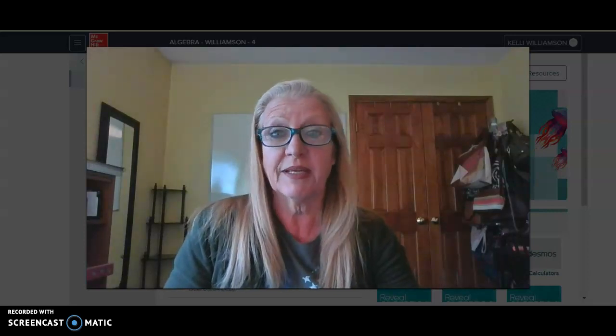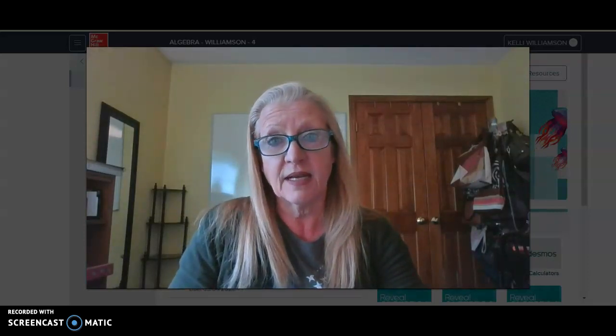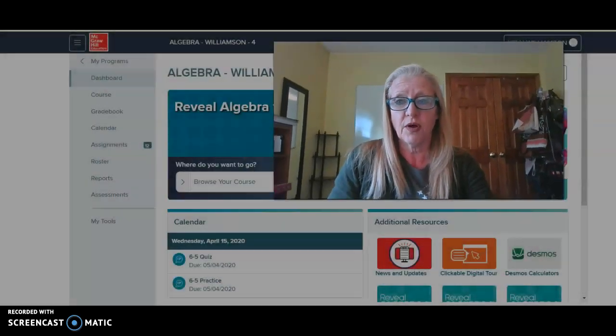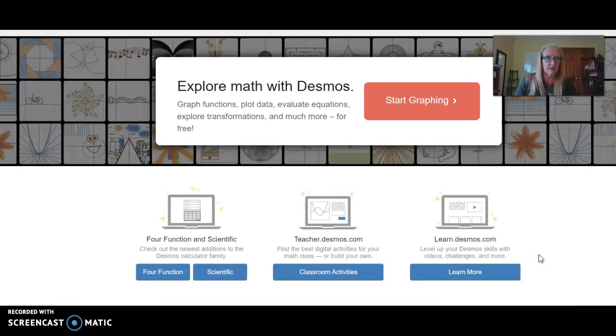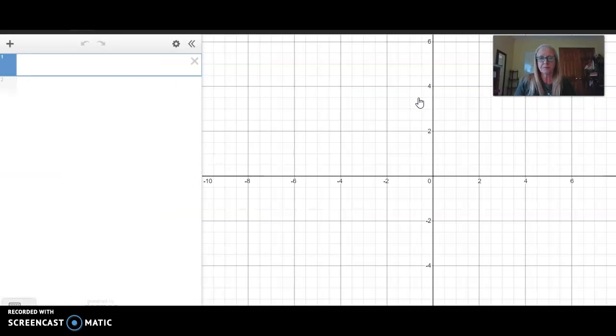There's a couple of ways for you to get to Desmos. Obviously, I said you can get it on your cell phone if you want, but also in Reveal, McGraw-Hill, you have a link to Desmos. You don't even have to go into Reveal to do it. You can just go to desmos.com and choose the graphing calculator. Here you have options down here for function and scientific. You don't want that. This is the one you want, the graphing calculator. All right, so this is what it's going to look like.